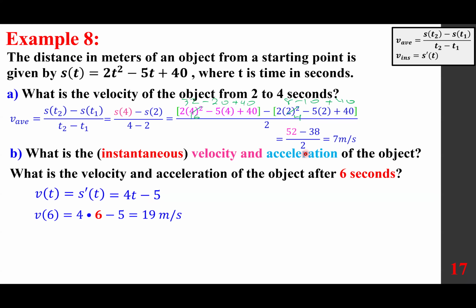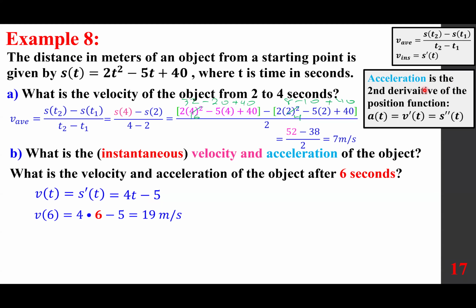What about the acceleration? Acceleration, by definition, is the second derivative of the position function. A of t is v prime or s double prime. That means differentiate this again. Now, notice if we differentiate this again, we get 4, just a constant, which means it's always 4, and it doesn't matter after 6 seconds, 2 seconds, or 10 seconds. What are the units? Meters per square second.